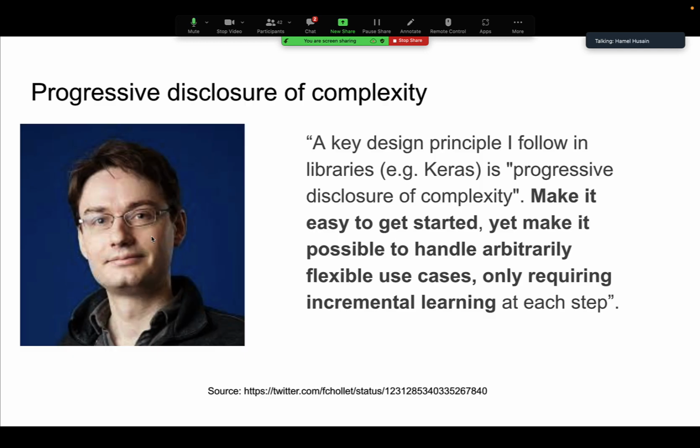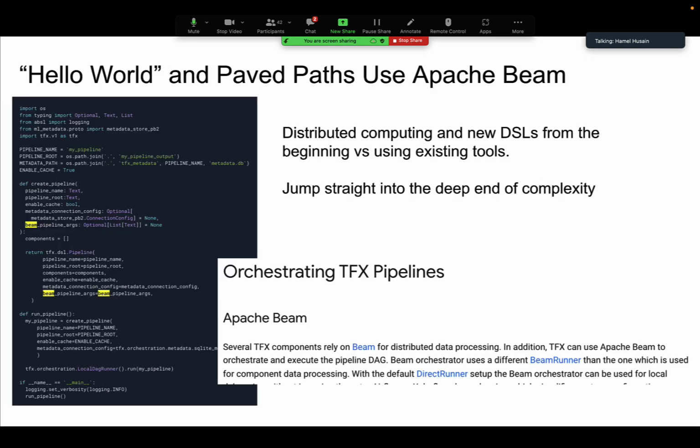Another thing is progressive disclosure of complexity. MLOps tools should make it really easy to get started on very easy things, but then scale up with you to do more complicated things and allow you to learn incrementally. I mentioned this before, but when you jump into TFX, it goes straight into Apache Beam, which is quite complicated. It is a different DSL that mutates the Python language, and you also have to reason about distributed computing right out of the box, which is a lot to take on.